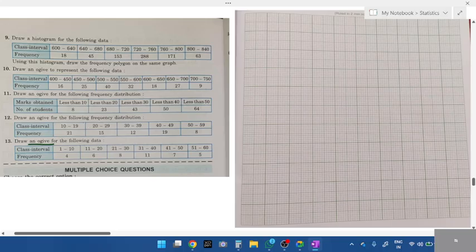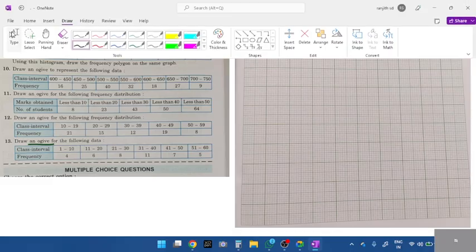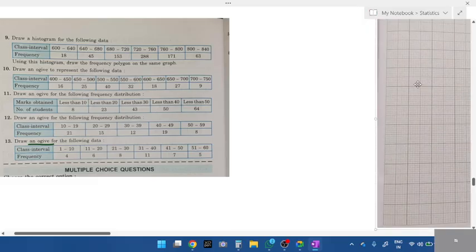Okay, for histogram, how many histogram questions are there? 10, 11, 12, 13, right? See, for the 10th one, what are the values? Firstly, it has to be continuous. All the graphs should have continuous values. Is it continuous? Respond. Continuous, right? I'm asking about the 11th question. For a histogram we need frequency; for an ogive graph, we need cumulative frequency. Okay, look at the 11th one, students.